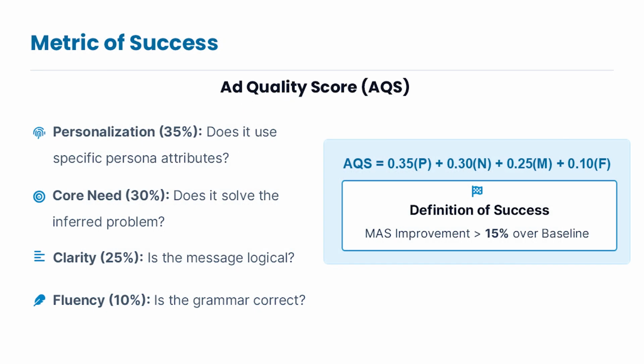In order to measure success, we introduced the ad quality score, where personalization and core need are weighted much more heavily than sentence clarity and fluency. So a baseline ad could be grammatically perfect, yet still score very low if it does not align with our core need. In order to succeed, the MAS result has to be at least 15% better than the baseline.